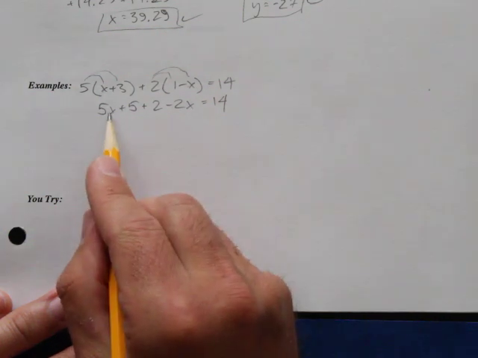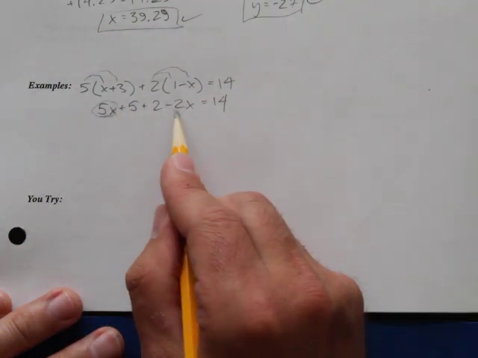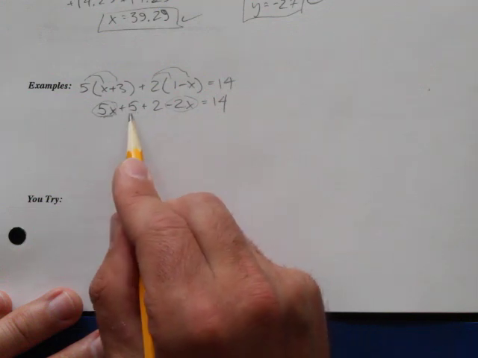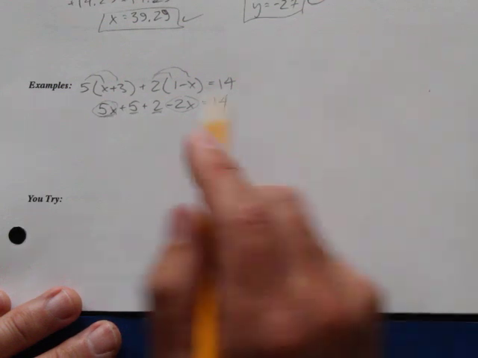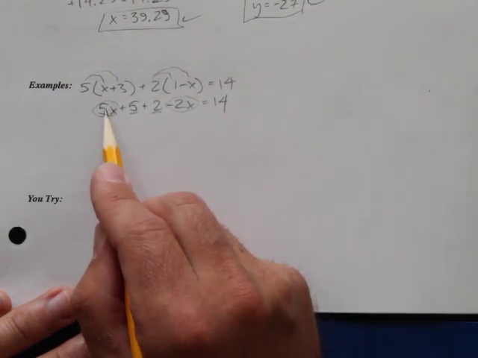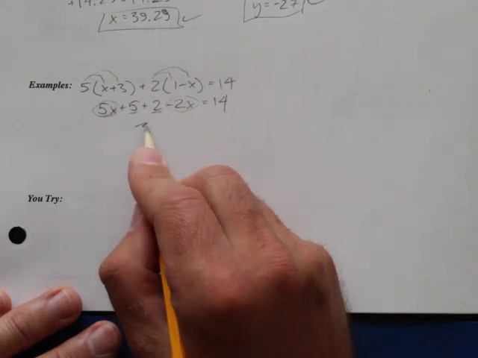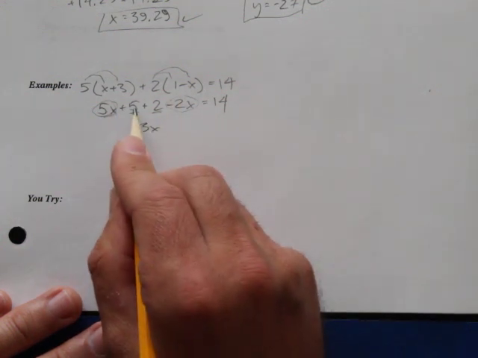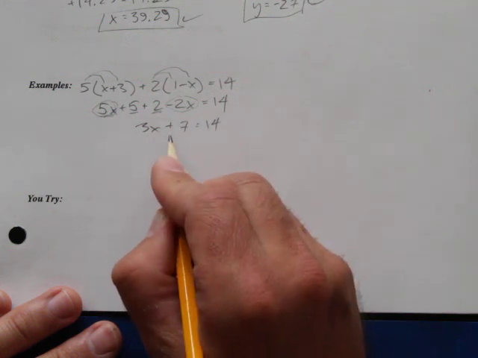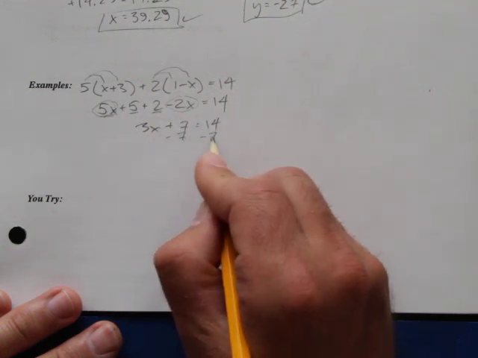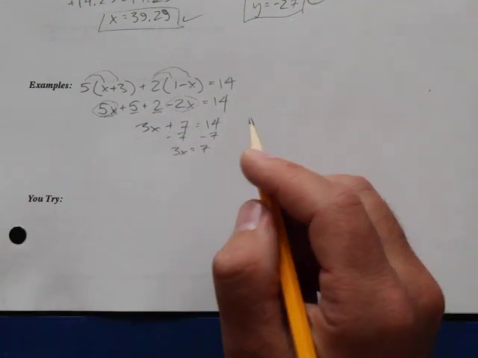Now I'm going to combine like terms. My like terms here are these x's. Remember, the negative is part of that. And then the numbers without variables there. Positive 5x minus 2x is going to give me 3x. 5 plus 2 is 7 equals 14. I'm going to subtract 7 from both sides. 3x equals 7. Ooh, 7.